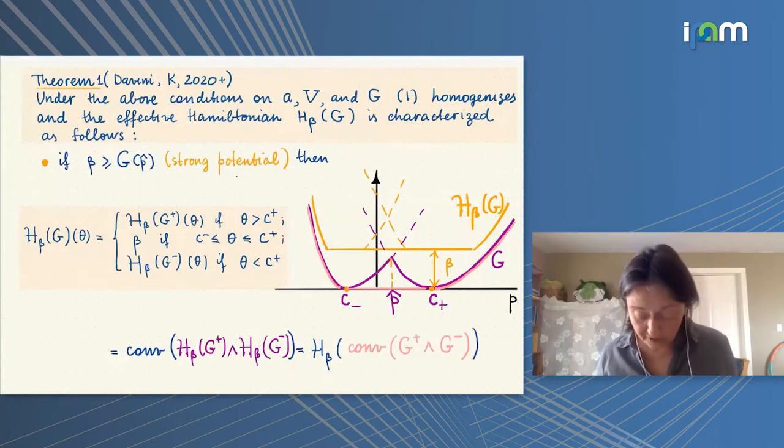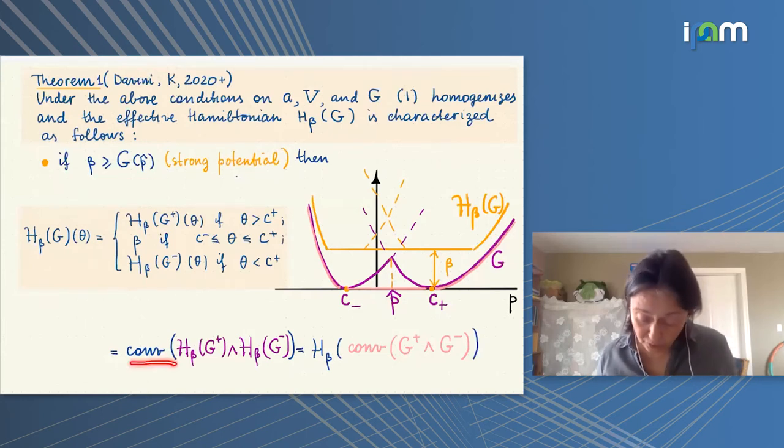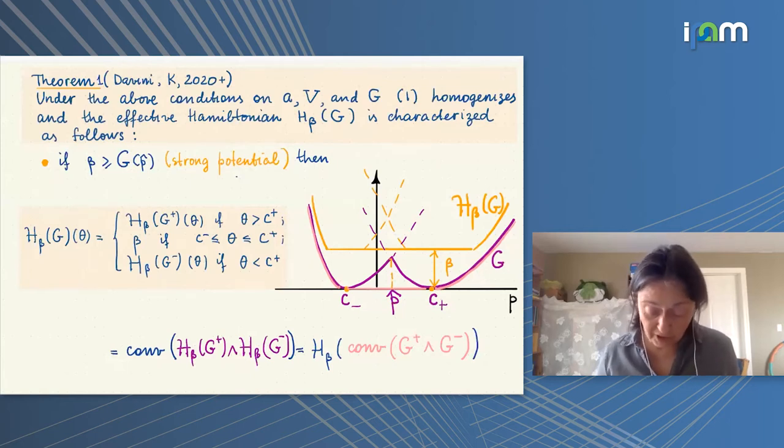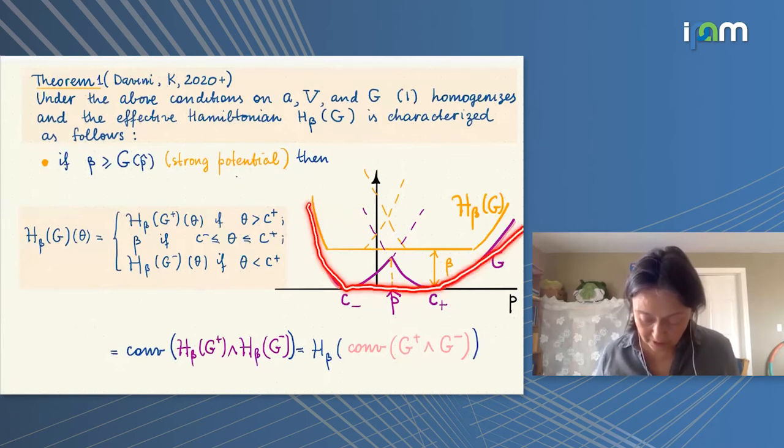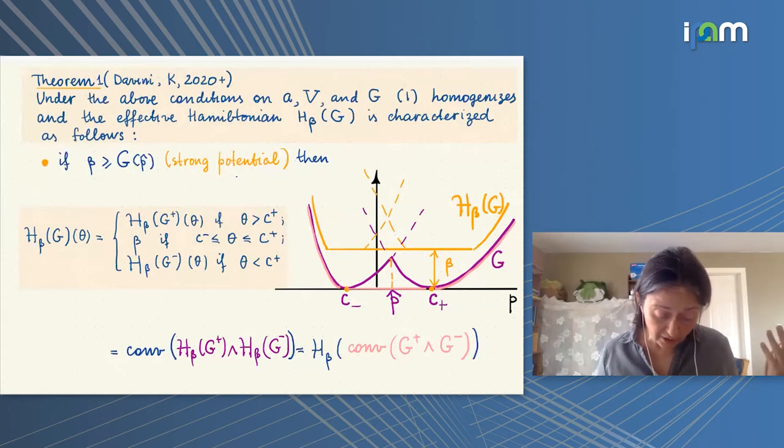And we also prove, it's not actually an obvious statement, that convexification in this regime commutes with homogenization. Meaning, if we first take a convex hull of G plus and G minus, and then we get a convex function G, then we do homogenization, we'll get the same effective Hamiltonian as here. So in our conditions, convexification commutes with homogenization.